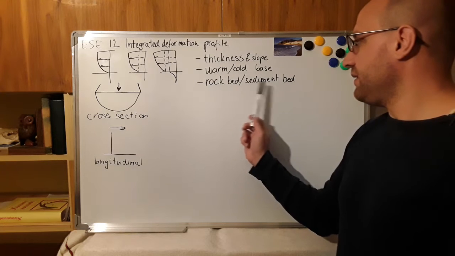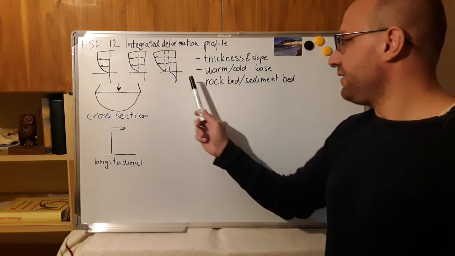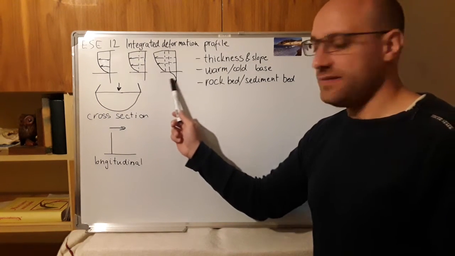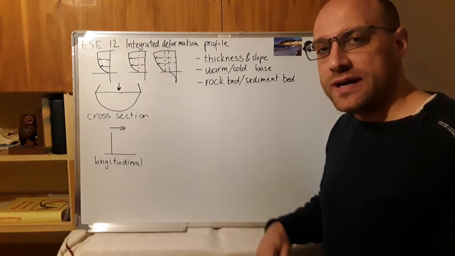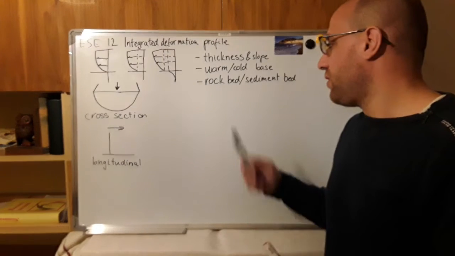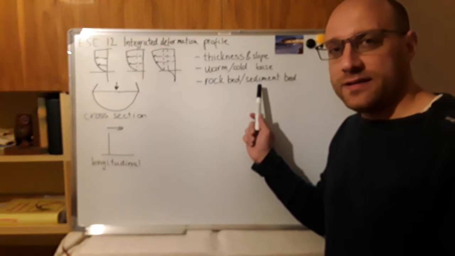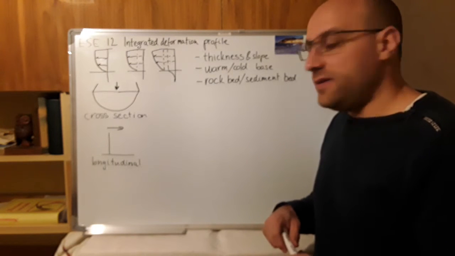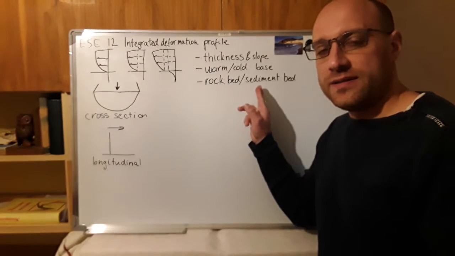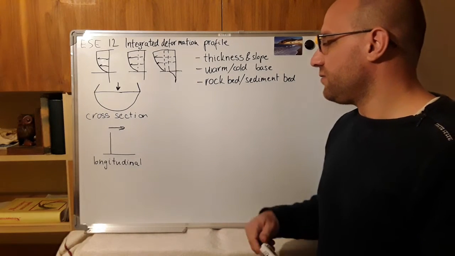And the third part is rock bed or sediment bed. So what is this actually made of? The bed on which the ice is moving, because if it is a sediment bed, that can also be moving, deforming itself. We'll talk about this more in detail in this class. So that's the third part here.